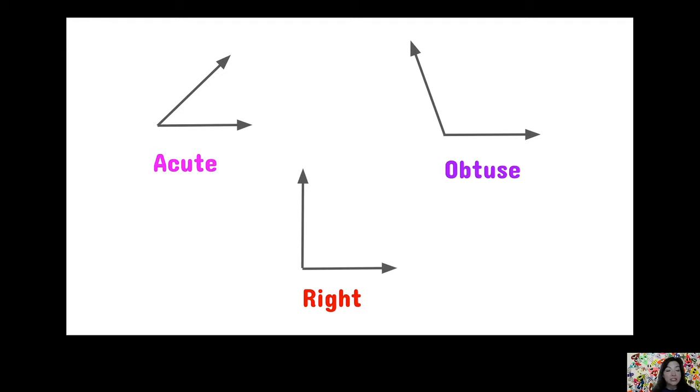An acute angle is so cute. It is little, it is less than 90 degrees. It'll fit inside of that right angle. An obtuse angle, well, it's larger than 90 degrees. It's larger than a right angle, and it's not going to fit inside a right angle. A right angle will fit inside an obtuse angle. So that is your very quick math minute, or seconds, rather.